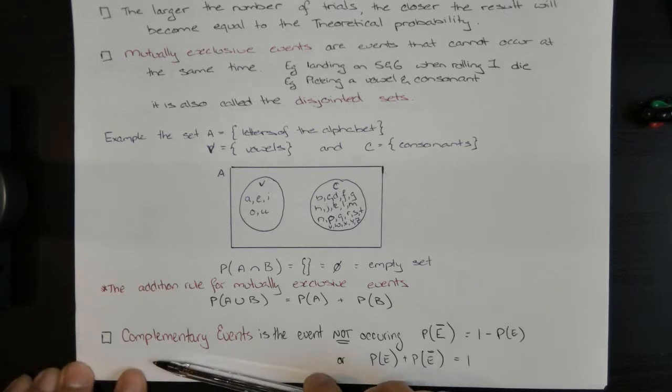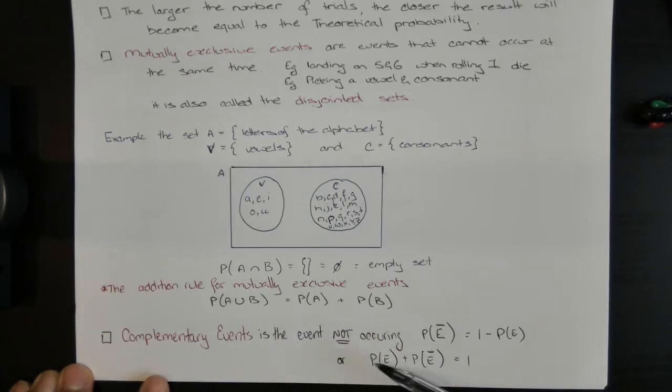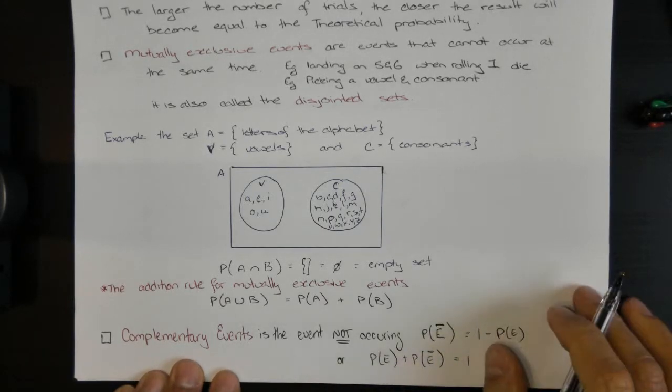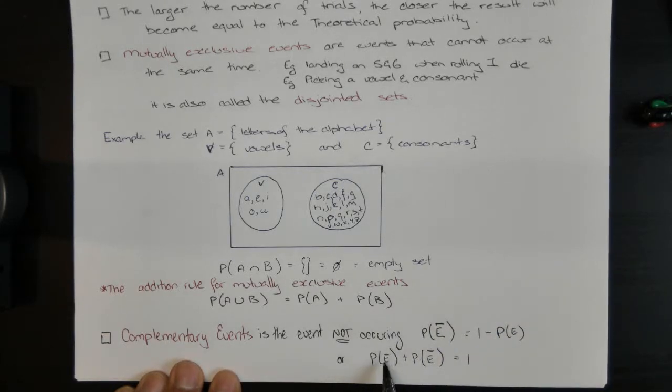Another thing that we need to understand is what complementary events are. These are the event not occurring, and we usually write it with a line above the probability. So the probability of E not occurring is going to be 1 minus the probability of E actually occurring. Because we understand that the probability of something has to always equal 1. So if I subtract it from happening, then it will give me what's not happening. Or alternatively, the probability of E happening plus the probability of E not happening has to equal 1.